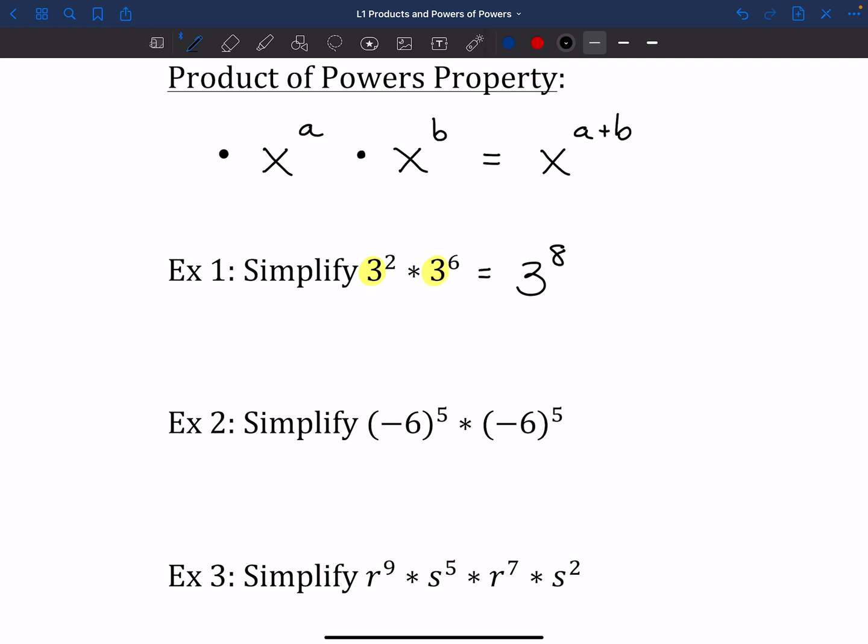Same kind of deal for example 2 right there. If I have negative 6 in parentheses to the 5th power times another negative 6 in parentheses to the 5th power, that negative 6 in parentheses is the base that they've got in common. They both have that exact same thing raised to a power. So again, we're going to do the same thing. We're going to have that exact base, negative 6 in parentheses, and then add the powers together. 5 plus 5 will give us 10. So it can be a little tricky and you might think, oh man, it can't just be that. But no, that's really all we're doing.